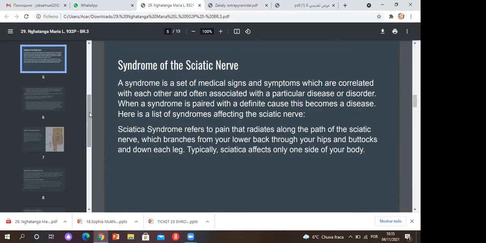First we have sciatica syndrome, which refers to a pain that radiates along the path of the sciatic nerve, which branches from your lower back through your hips and buttocks and down each leg. Typically, sciatica affects only one side of your body. So when you have sciatica, it's only on one leg, where you feel pain, stiffness, you can't walk properly, and so on. So that's sciatica syndrome.